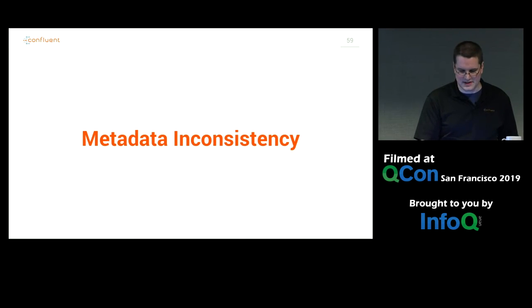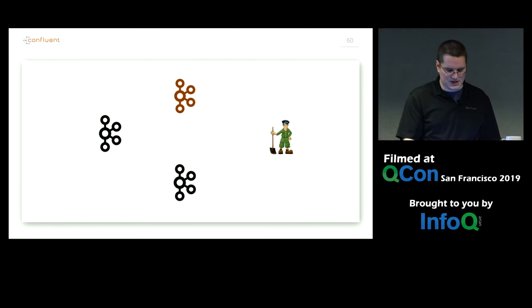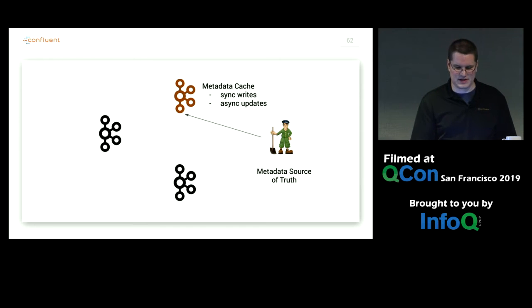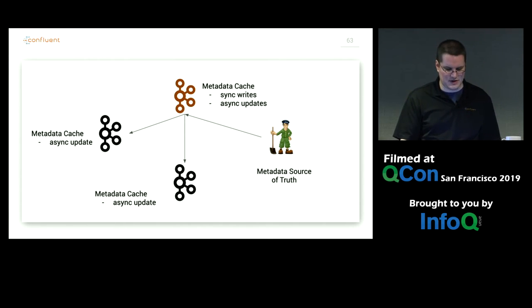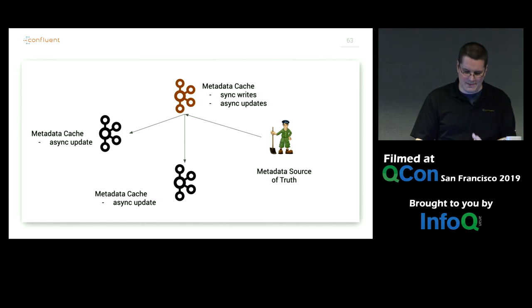So, metadata inconsistency. Logically, we have this model where Zookeeper is the source of truth. Zookeeper tells the controller about what's going on. And the controller then pushes out these updates to everyone else. So in a sense, everybody is getting these updates in an asynchronous way, because they happen first in Zookeeper, the controller becomes aware, and then they're pushed out. This is the ideal model of what we would like to happen.